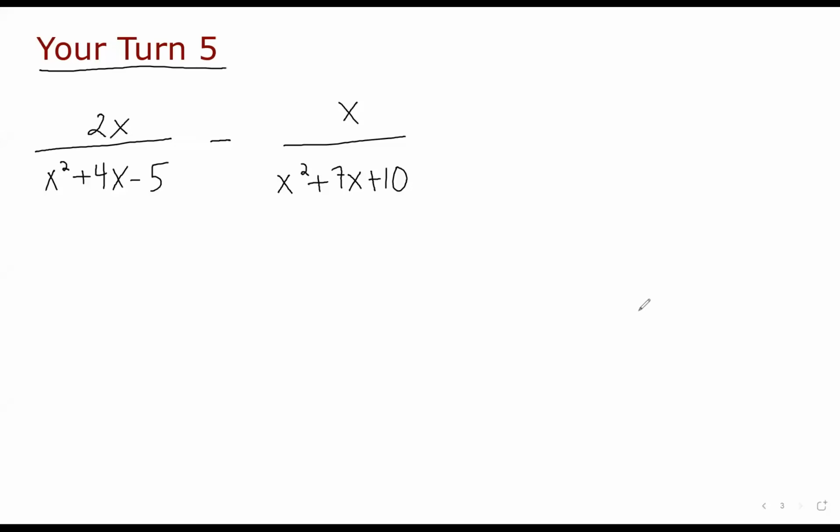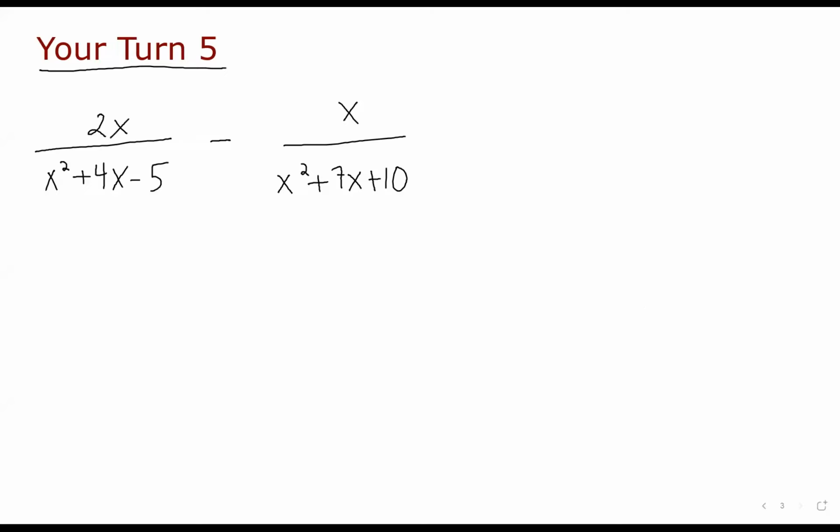Okay, so we're looking at a different screen now. I've just copied down the your turn problem, and it's a subtraction problem. Let's take a look. So this is your turn number 5: 2x over x squared plus 4x minus 5, minus x over x squared plus 7x plus 10. Okay, let's start by factoring the denominators.